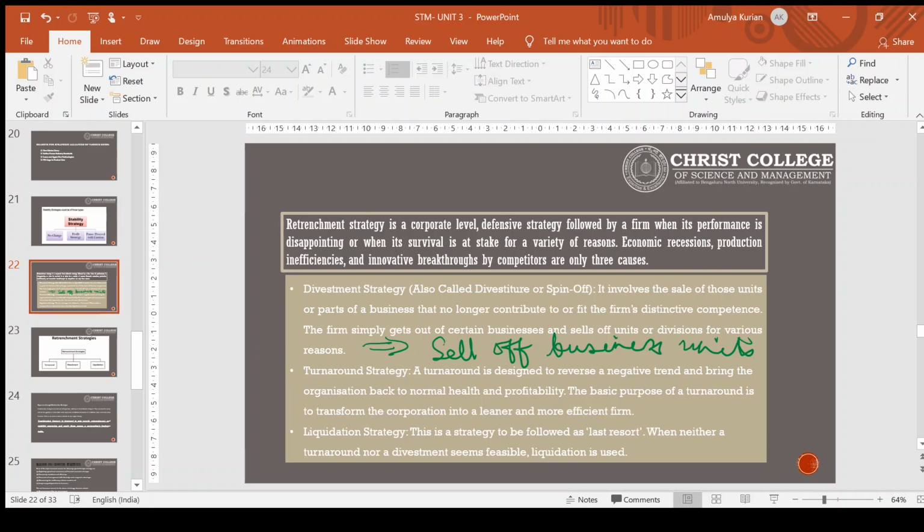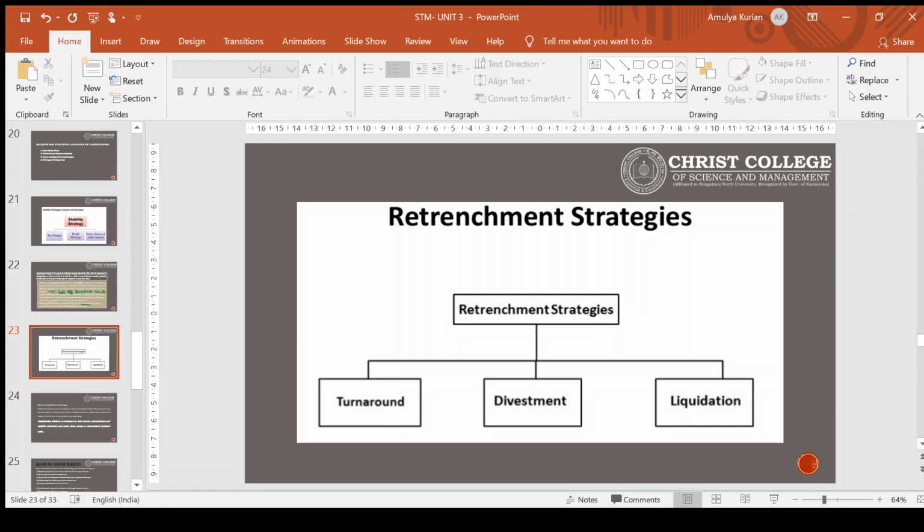business organization. The last strategy is liquidation strategy, which is known as the last resort strategy. When neither a turnaround nor a divestment seems feasible, liquidation is used. Liquidation is nothing but selling off all your assets, clearing off all your liabilities, and closing your operations. That is called the liquidation strategy. So basically, in retrenchment strategy, there are three different strategies involved. First one is turnaround strategy, second one divestment strategy, and the third one liquidation strategy.